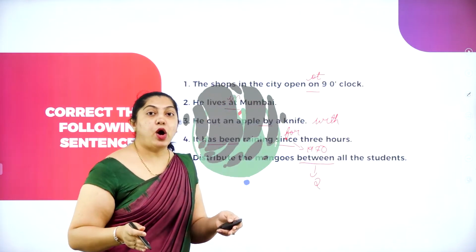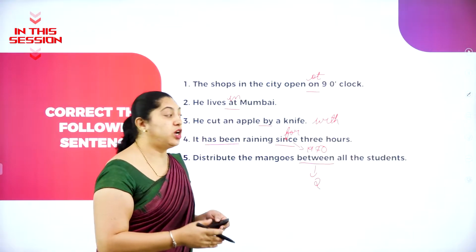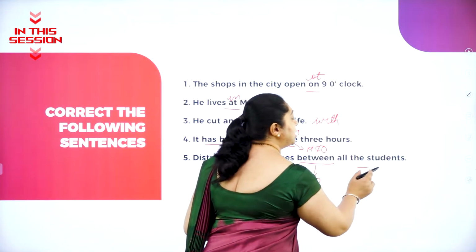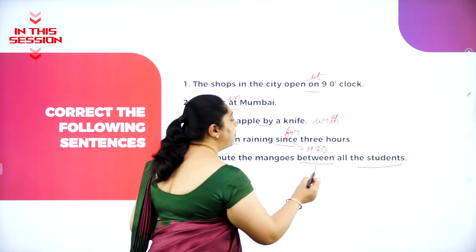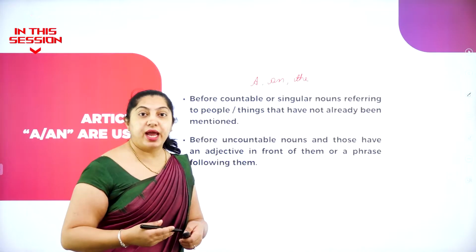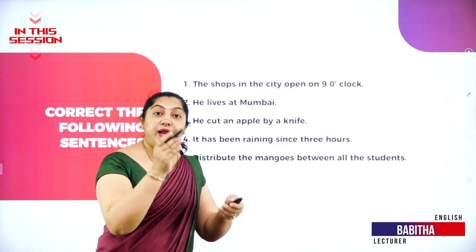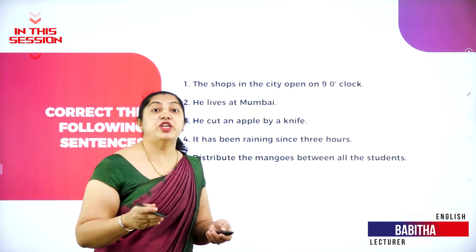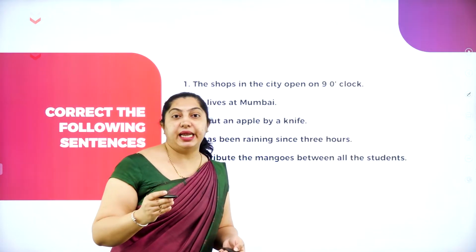When we talk about two persons, we use the preposition between. But here we are talking about the students. There are many students, so it is not between, it will be among. There are three types of articles and it is categorized into two. Identify the error and writing the same thing doesn't fetch any marks. You need to rewrite the complete sentence.